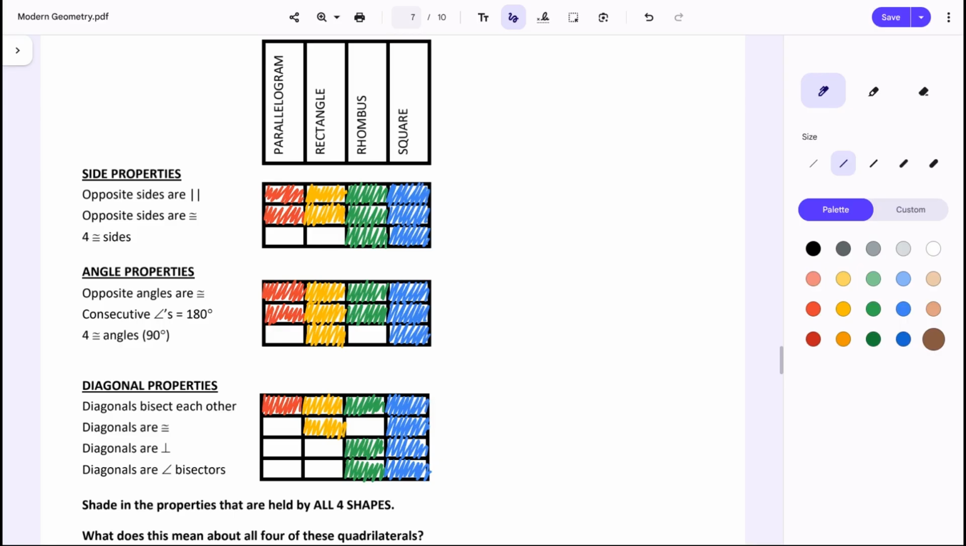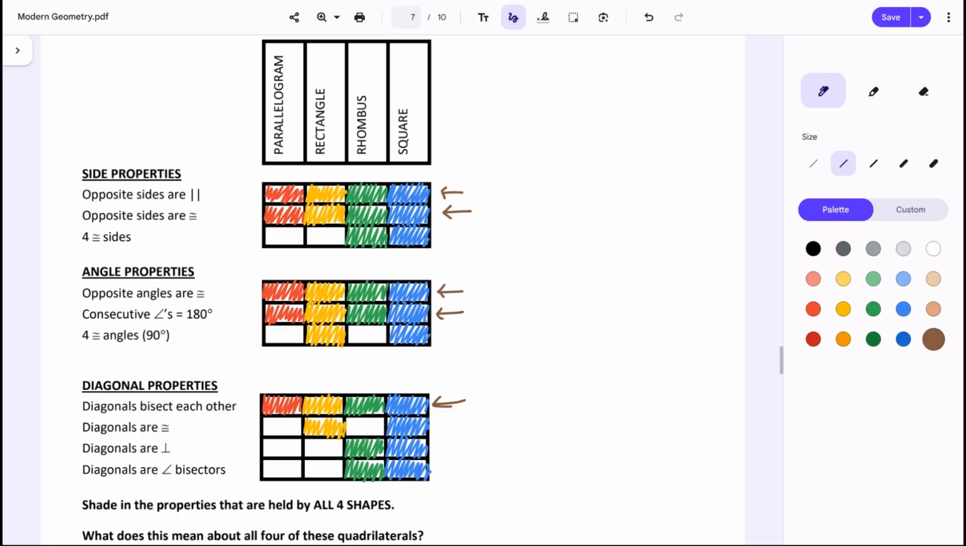Diagonals bisect each other. We said yes to everything. Opposite angles are congruent. Consecutive angles are 180. Yep. And then opposite sides are parallel and congruent. Yeah, so there's 5 here that we talked about that are shared with all of them. Okay, all 5 of those were shared by all of the shapes that we talked about.